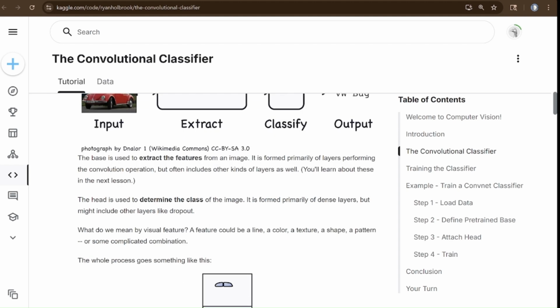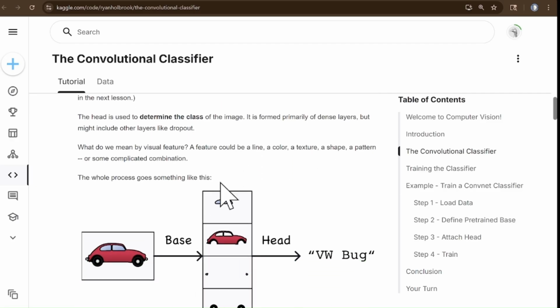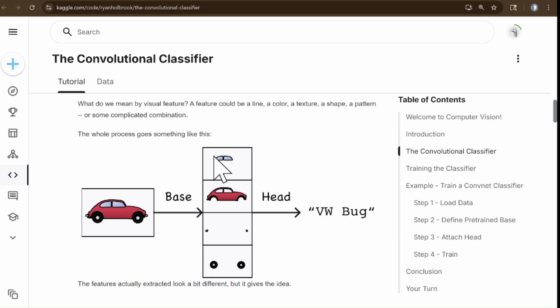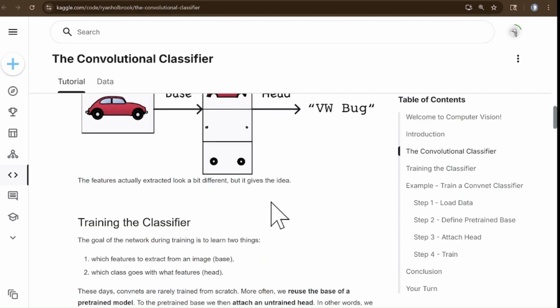Okay. So the base is used to extract the features from an image. It is formed primarily of layers performing the convolution operation, but often includes other kinds of layers also that we are going to learn later. And the head is used to determine the class of the image. Clear? So the base extracts the features, the head tells us which kind of image this is. Okay. Now what is a visual feature? That is what I have already told you. Line, texture, shape, pattern, or some complicated combination. And after you have extracted the features with your base, now your head is ready to tell you which type of image this is. Okay.